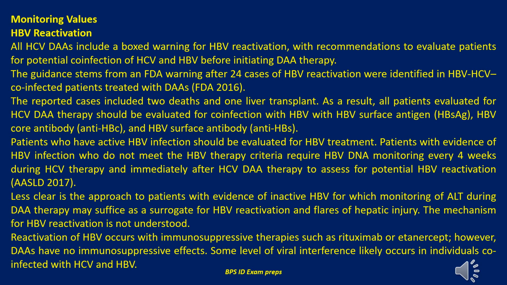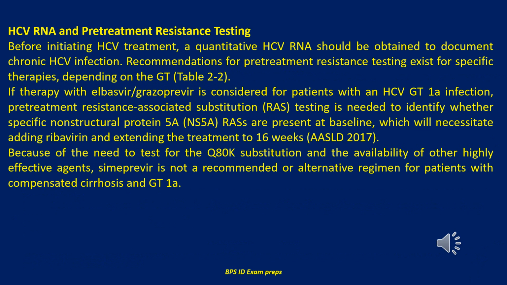The mechanism for HBV reactivation is not understood. Reactivation of HBV occurs with immunosuppressive therapies such as rituximab or etanercept; however, DAAs have no immunosuppressive effects. Some level of viral interference likely occurs in individuals co-infected with HCV and HBV. Next we will discuss HCV RNA and pretreatment resistance testing.